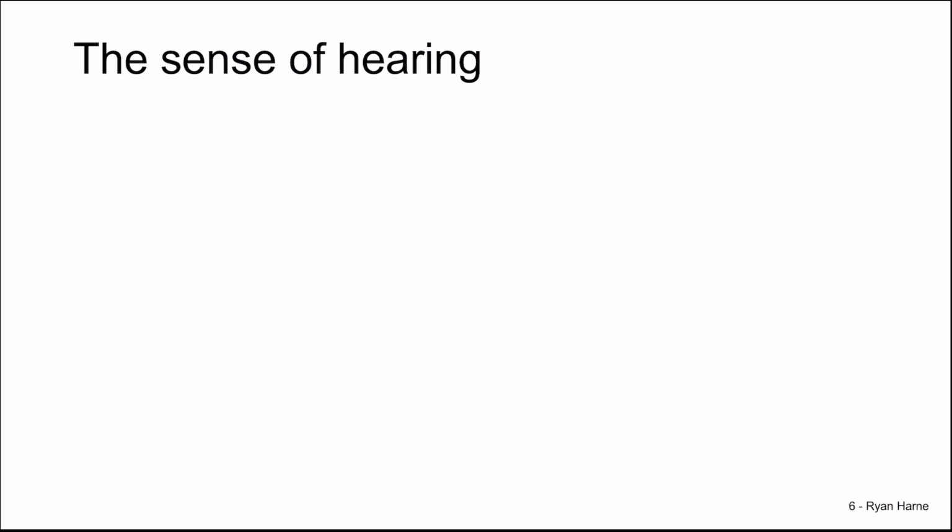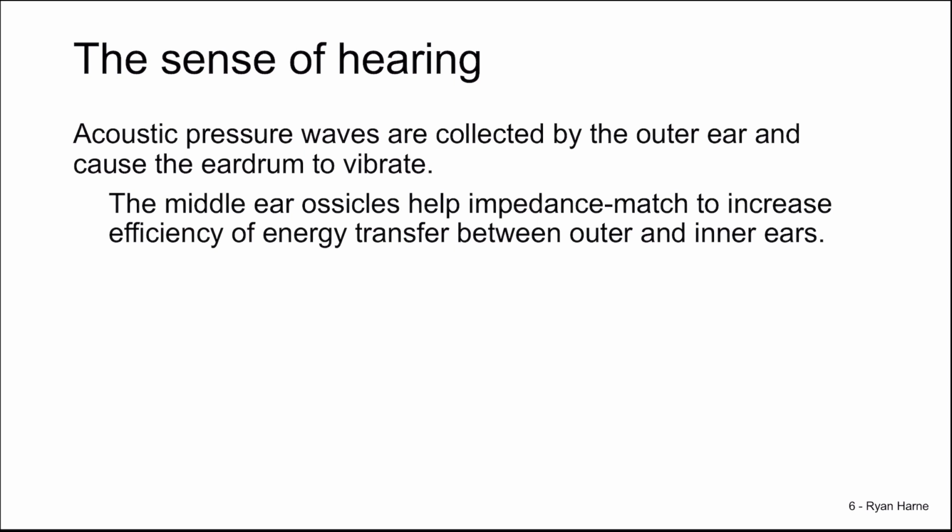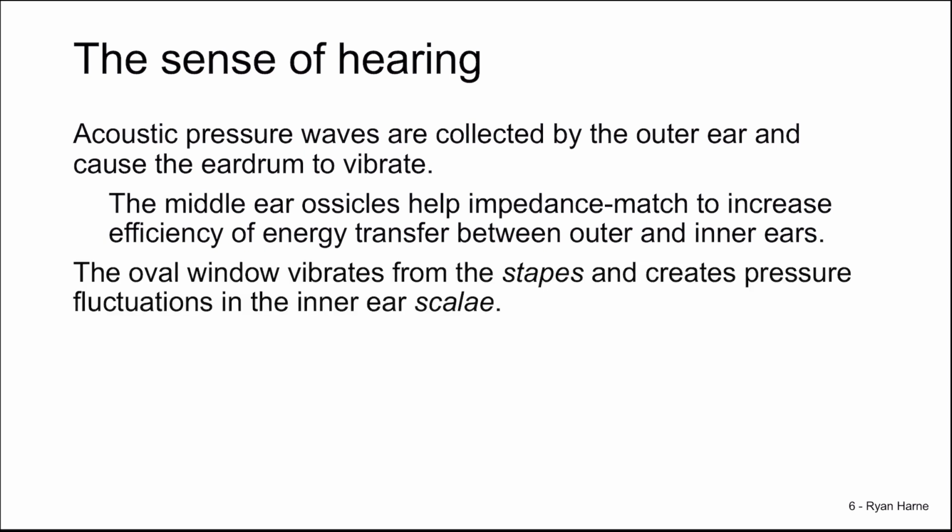So, let's summarize what we know about the sense of hearing. Acoustic pressure waves are collected by the outer ear, and this causes the eardrum to vibrate. The eardrum then causes the middle ear ossicles to be activated, and the muscles in the middle ear help impedance match to increase the efficiency of energy transfer between the outer and inner ears. The oval window then begins to vibrate, caused by the stapes, and this creates pressure fluctuations in the inner ear scala.